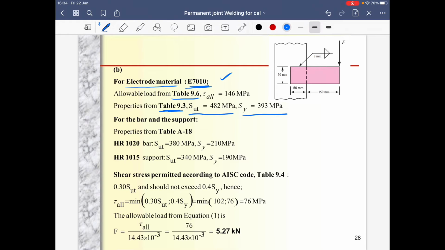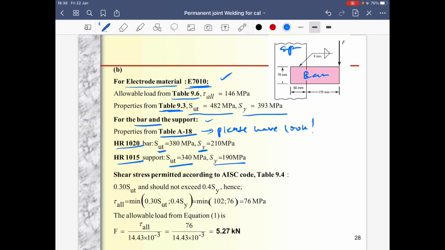How about the bar and the support? The bar means the beam bar, and the support is the support. We take them from table A18. Get the ultimate tensile strength and the yield strength. Please have a look at table A18, and then you get this one and this one. Now we have all the information.